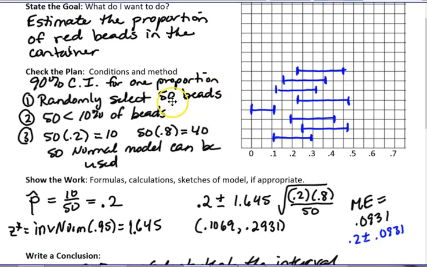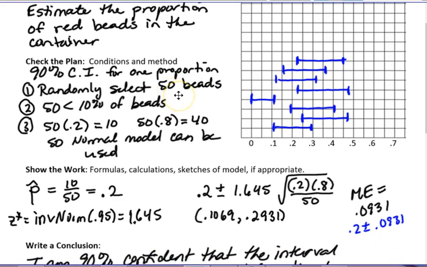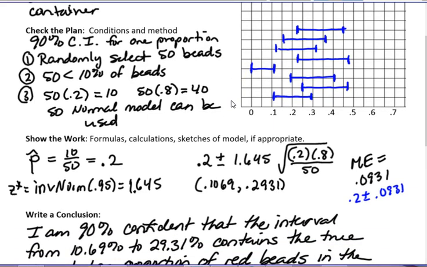My procedure: I've decided to use 50 beads here rather than 20 because it turns out my 20 would not support the 3rd condition. So I'm going to randomly select 50 beads. So there's my random sample. I know that 50 is less than 10% of all the beads in the big container because I'm sampling without replacement. Now the 3rd condition can't be checked until I get a p-hat.